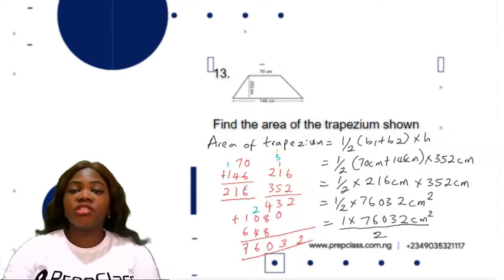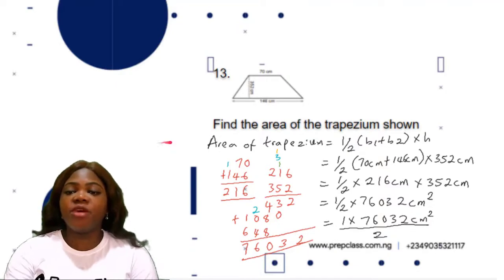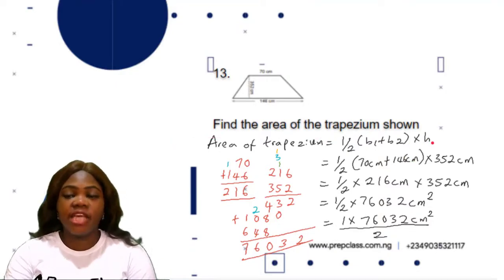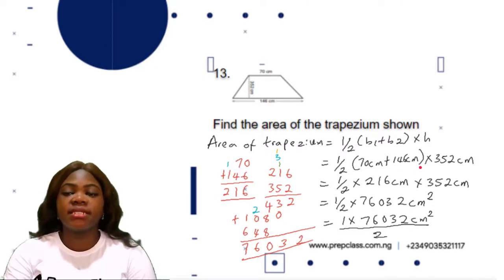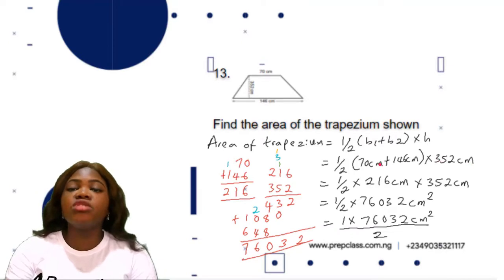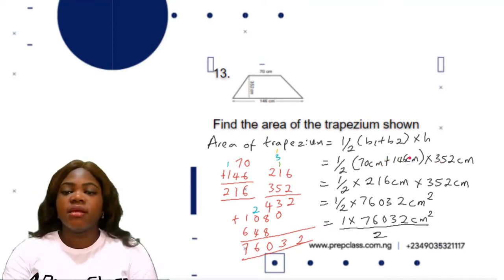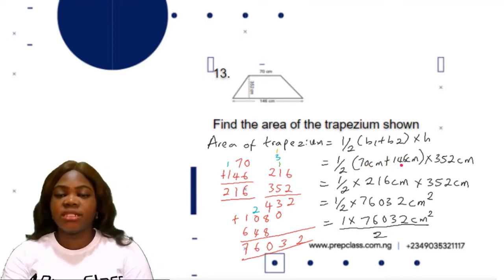So now let's use the formula. So half times B1 plus B2 times H. So half times 70 centimeter plus 146 centimeter multiplied by 352 centimeter. So we have to do the operation in bracket first. That is 70 centimeter plus 146 centimeter.